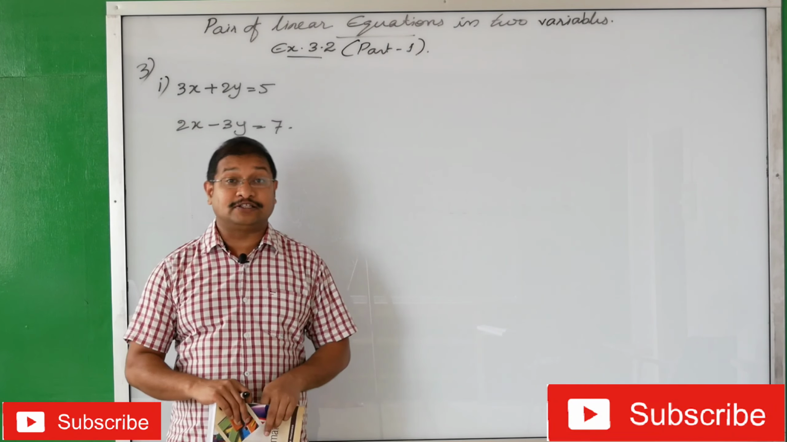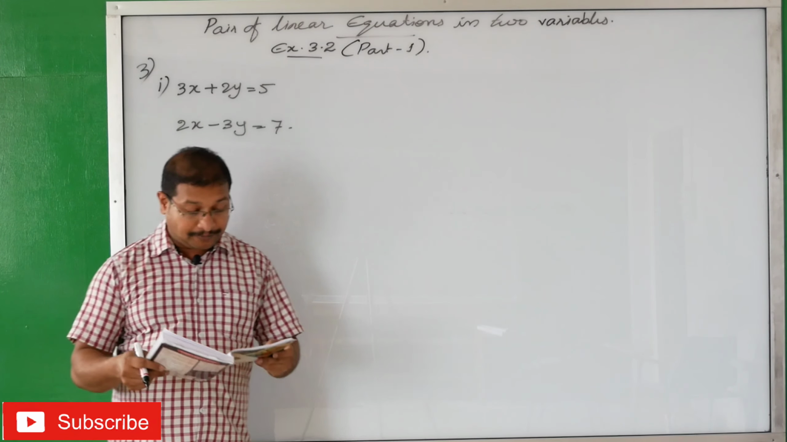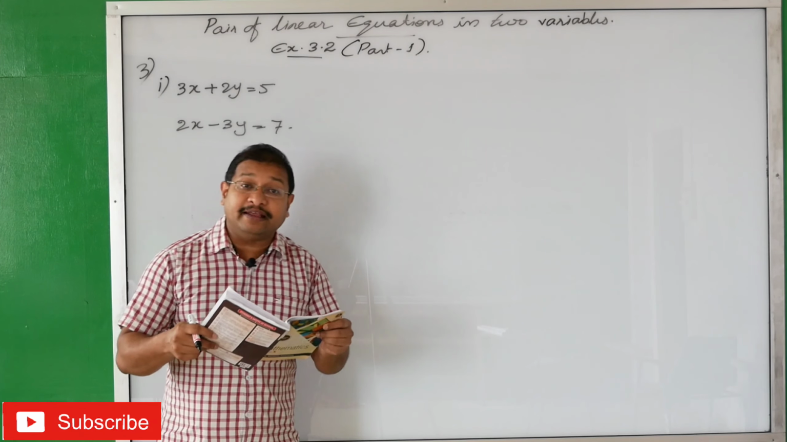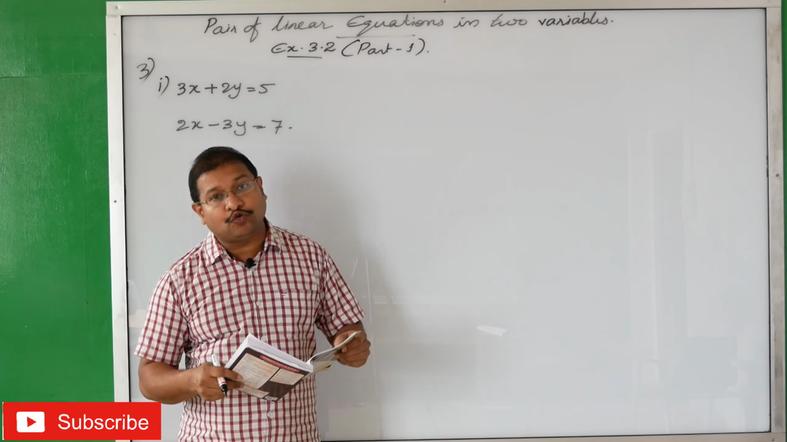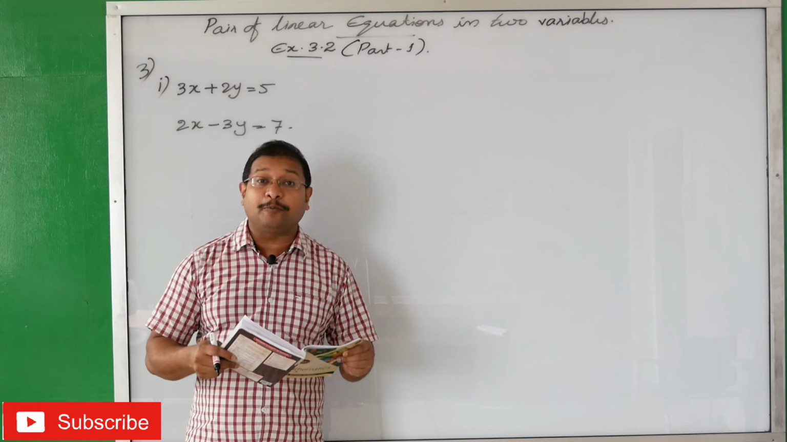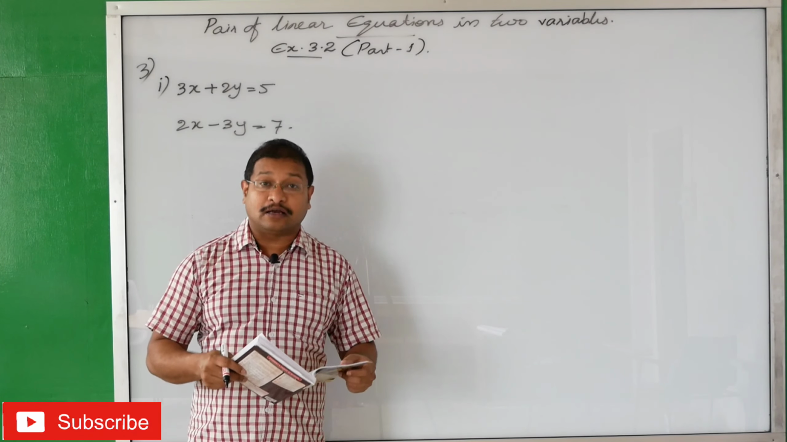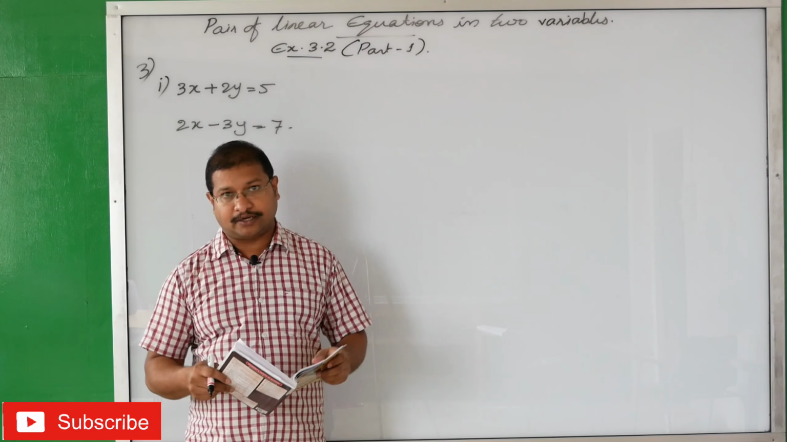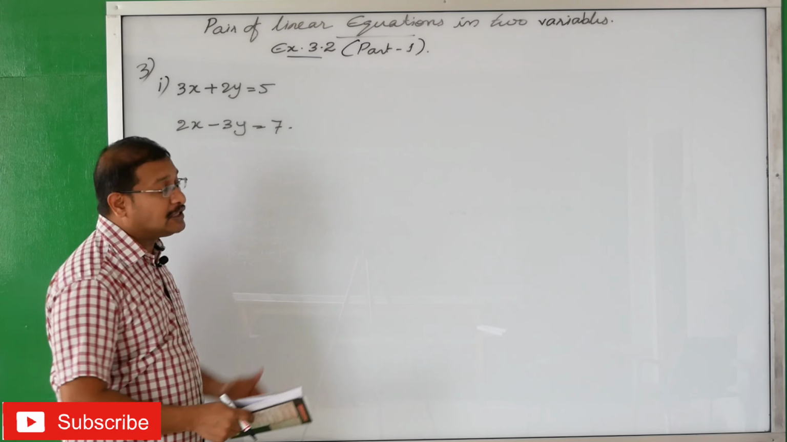Ready? So let's start the work. I am reading question number 3. On comparing the ratios A1 by A2, B1 by B2 and C1 by C2, find out whether the following pair of linear equations are consistent or inconsistent. So there are some equations already given here.